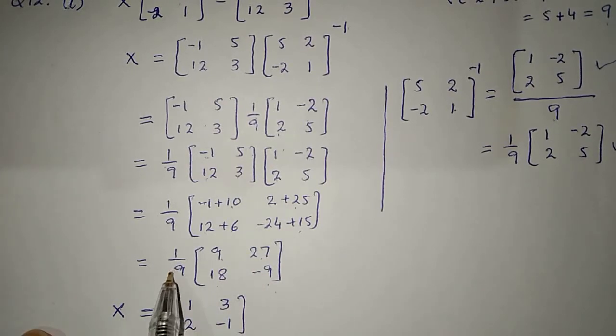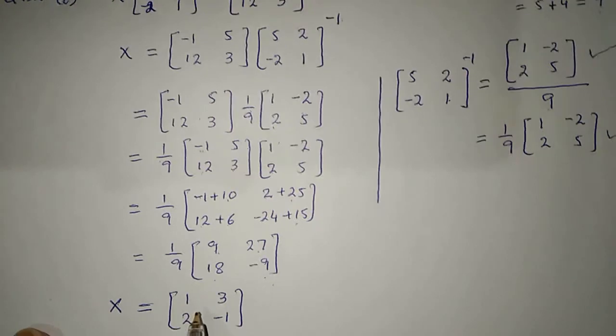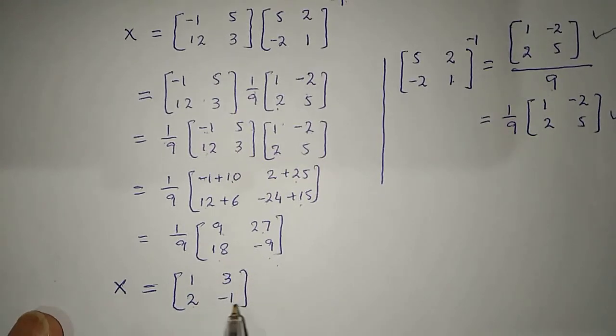Now multiply each entry of this matrix with 1 by 9. We get 1, 3, 2, minus 1. So X is equal to [1, 3], [2, -1].